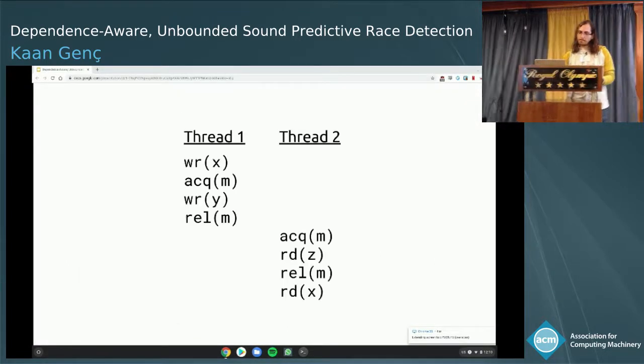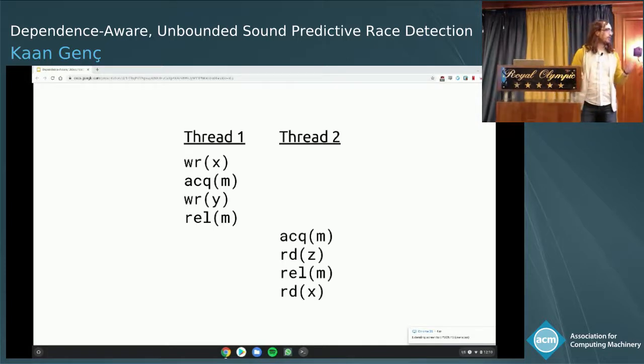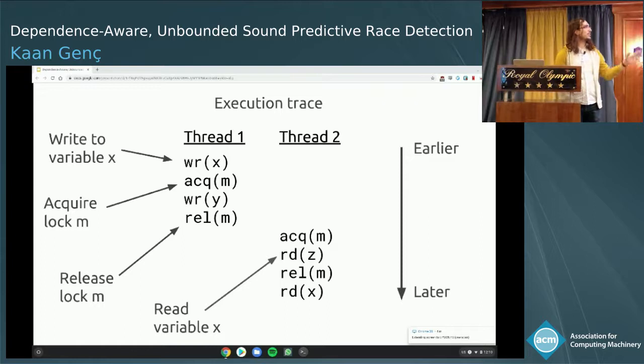I want to show you an example to explain why the happens-before race detector wasn't enough and why people developed the predictive race detection methods of weak causally precise and doesn't commute. This is an execution trace with two threads executing. We have some writes and reads to shared memory, and these threads are acquiring and releasing some locks. Everything that you see here is listed in the order of time. Things at the top are earlier, things at the bottom are later.